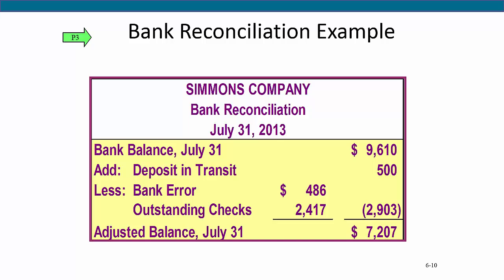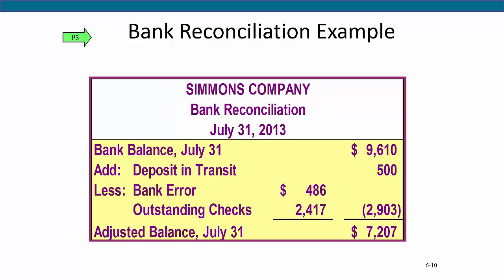First, identify and record the bank balance at the top of the bank side of the reconciliation. That's $9,610. Next, consider the reconciling items. Item 1, we talked about outstanding checks already. These will be treated as a deduction from the bank balance of $2,903. Item 2, deposits in transit are similar to outstanding checks.